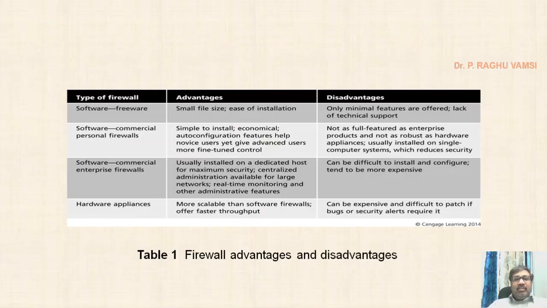So to summarize these software firewalls and hardware firewalls: software free firewalls have a small file size and ease of installation is good, and the disadvantage is that only minimal features are offered. Software commercial firewalls are simple to install, economical, and the auto configuration feature helps novice users while giving advanced users more fine-tuned control, but they are not as full-featured as enterprise products. Enterprise products are usually installed on a dedicated host for maximum security, and centralized administration is available for them. The disadvantages are that they can be difficult to install and configure, and tend to be more expensive.